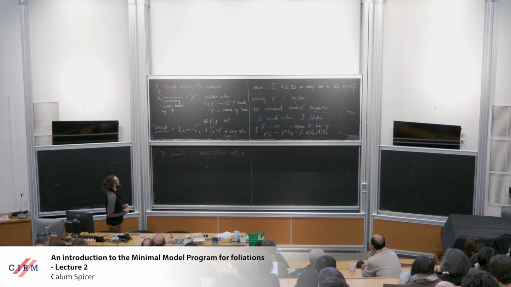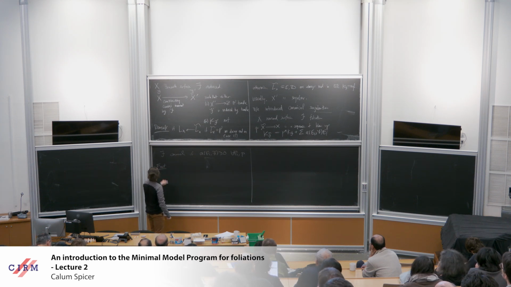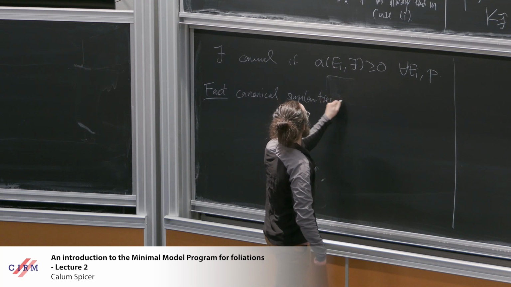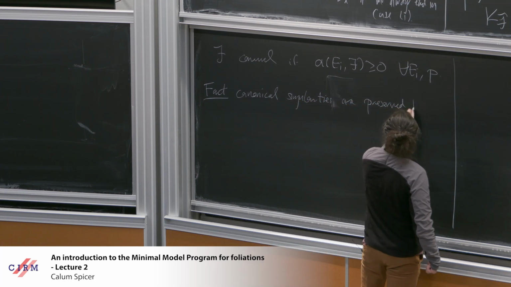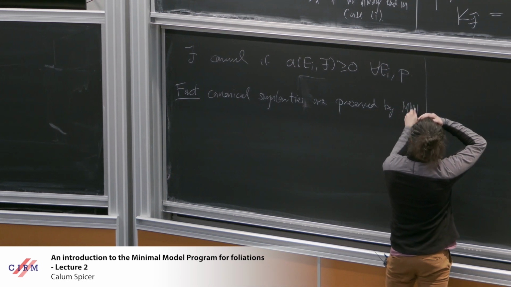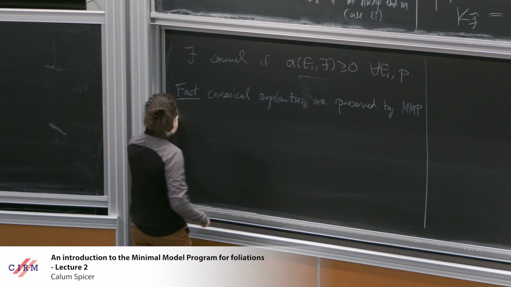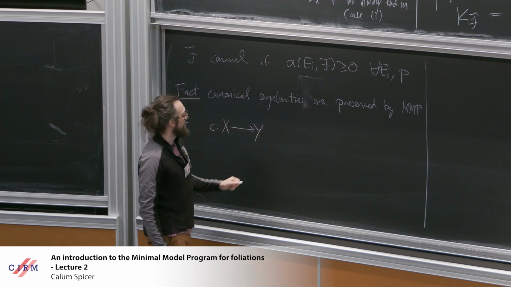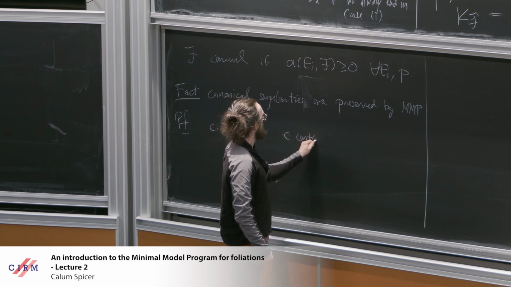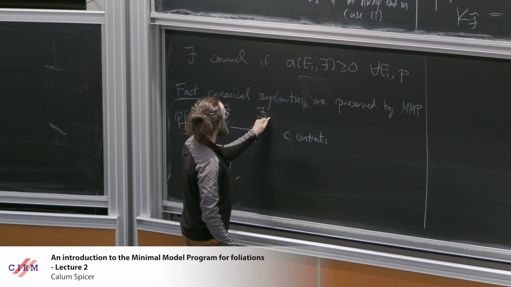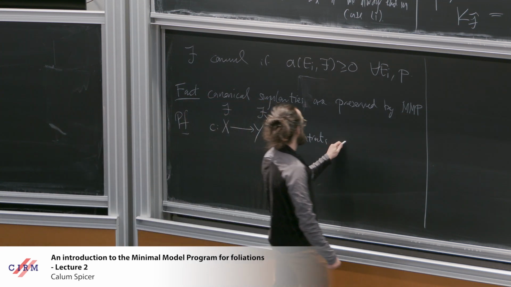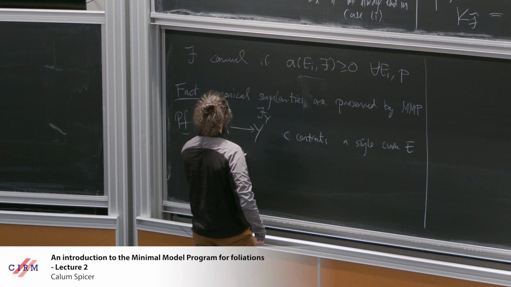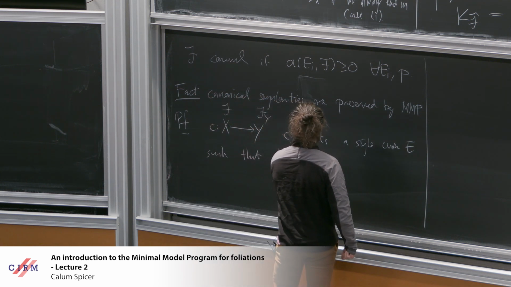So one of the key points about canonical singularities is that, I didn't get a chance to say this yesterday, but canonical singularities are preserved by the minimal model program, these steps of this program I proposed. And the proof of this fact is pretty easy. So let's say we have a single step in our program. So C contracts, so call this F, we'll call the push forward to Y, Fy. So C contracts a single curve E such that KF dotted with E is negative.